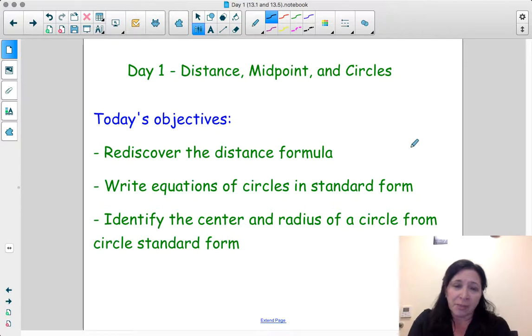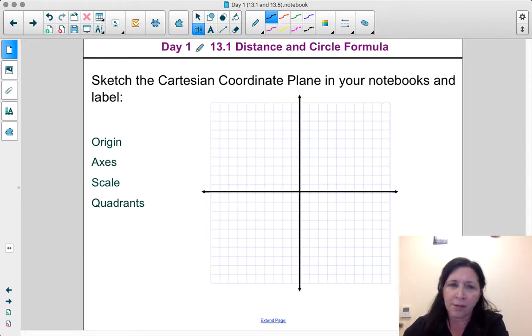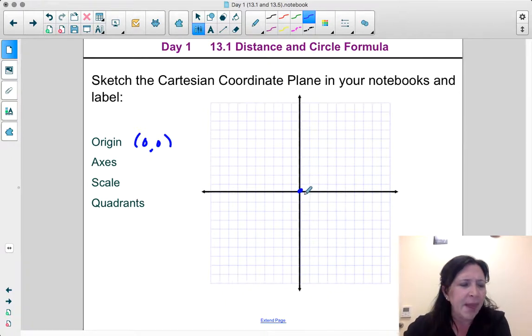Basically, that includes completing the square. Identify the center and radius of a circle from standard form. So we're going to start off with the distance and circle formulas. This right here is a graph, and you are supposed to write on this graph what the origin is. In this case, the origin is the point (0, 0), which happens right here. Anytime your x and your y axis cross, that's your origin.